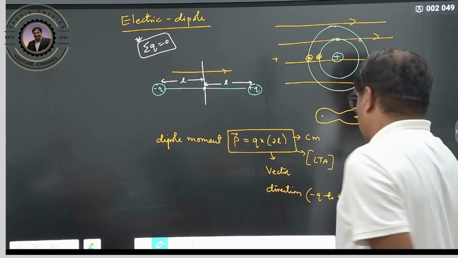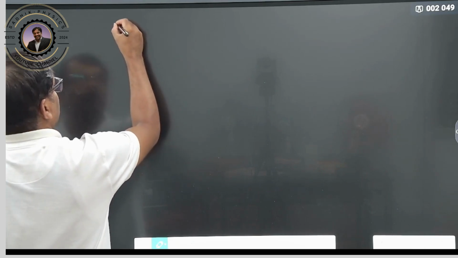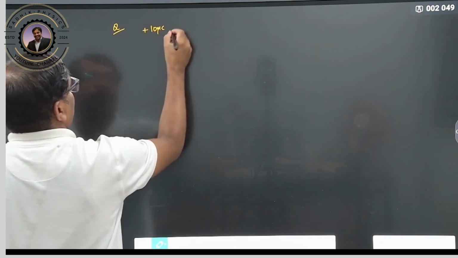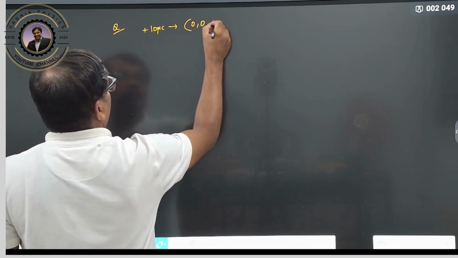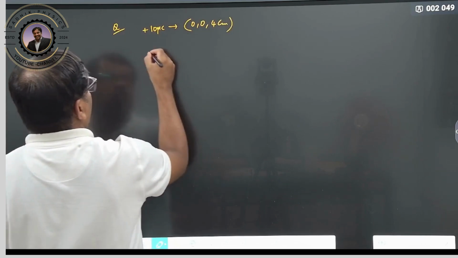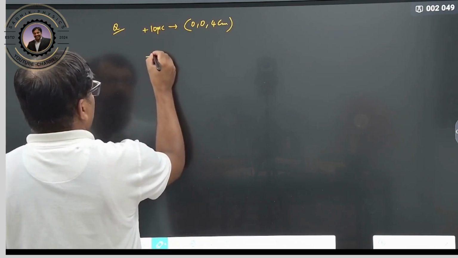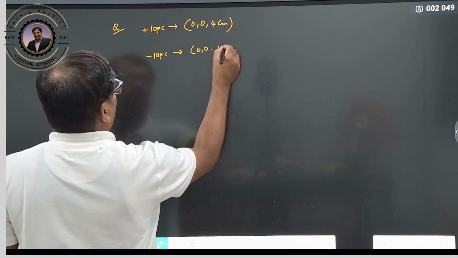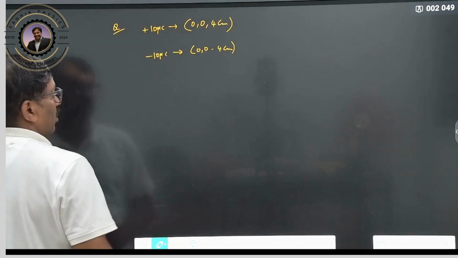Later on we will go to the electric field lines due to the dipole. Let us see one question now. A positive charge of 10 microcoulomb is located at 0, 0, 4 centimeter, and a charge of minus 10 microcoulomb is located at 0, 0, minus 4 centimeter. Clear? What will be the dipole moment of this?